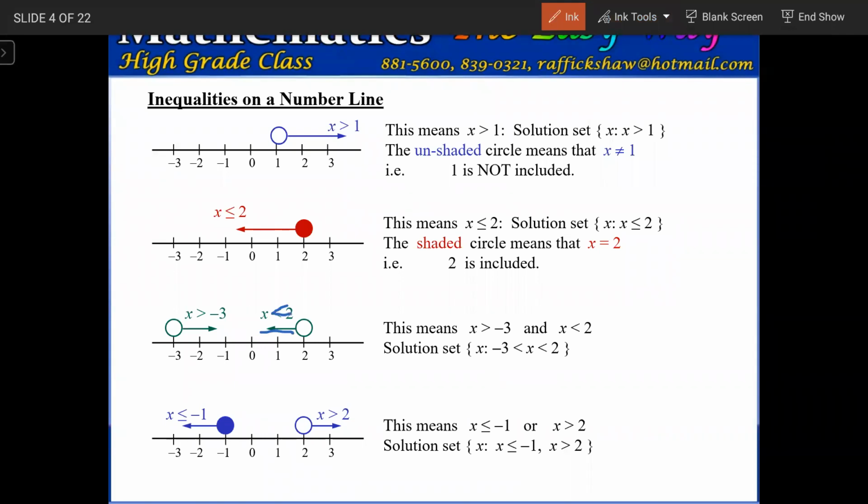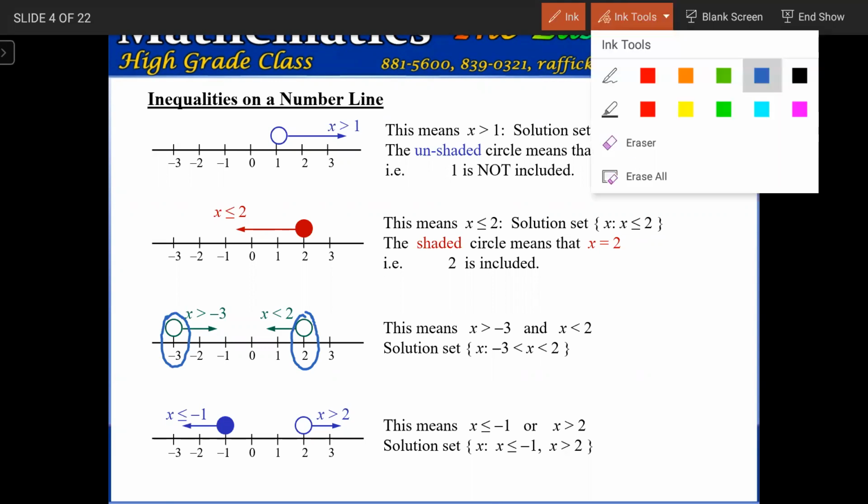An arrow pointing to the left means less than. An arrow pointing to the right means greater than. Simple as that. And then note the circle is on the number. The number is where you start. The number that the circle is on is where the inequality starts. Simple as that.